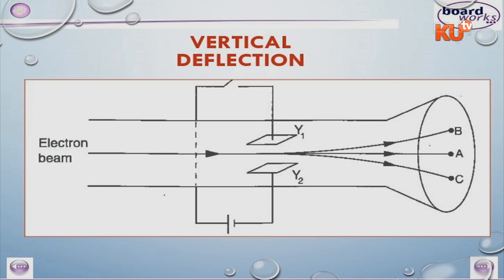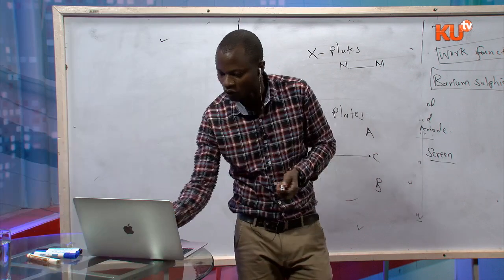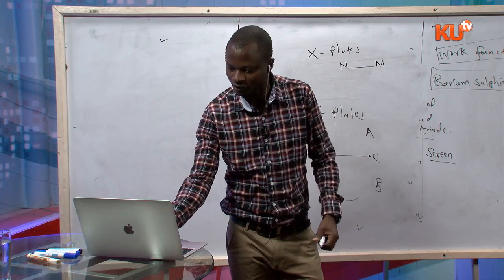Then when you close the circuit, what happens? Y1 becomes more positive, so it attracts all electrons. So they are deflected upwards to B, then in the next cycle towards C. This happens at a higher frequency till at the end you will see a vertical line on the screen. That is what we call the deflection system.